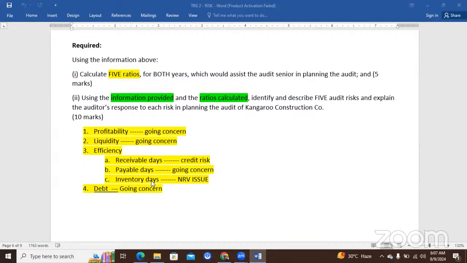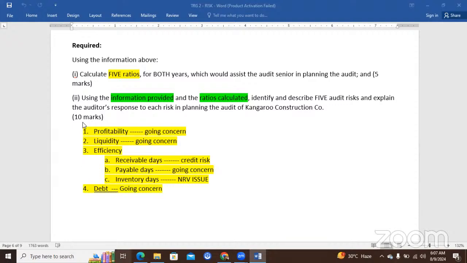So try to understand: when receivable days are increasing, it's a credit risk, right? When payable days are increasing, it's a going concern problem. When inventory days are increasing, it's an NRV issue. And also all other ratios, profitability, liquidity, and debt, if they are not performing well, it's an indicator of going concern. This understanding is very important because with this understanding only, we're going to correlate with the case study.